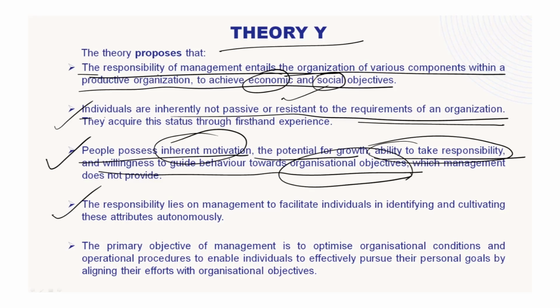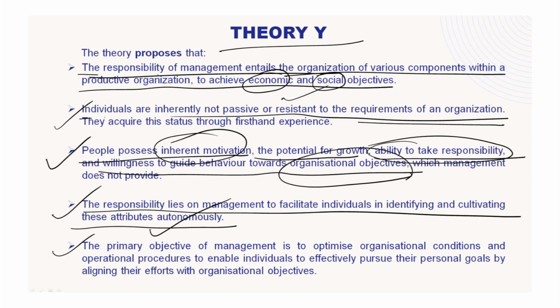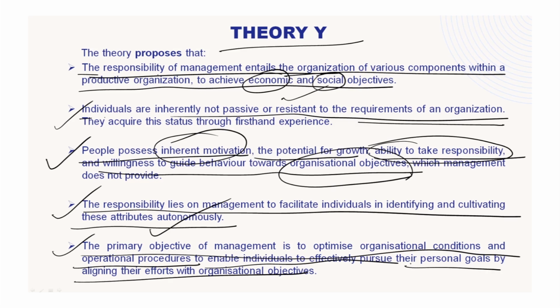Okay. Next is, the responsibility lies in the management to facilitate individuals in identifying and cultivating attributes autonomously. Okay. So, on the part of the management, what are the different kinds of resources within the organization that could help the employee in achieving the organizational objectives. Next is, the primary objective of the management is to optimize organizational conditions and operational procedures to enable individuals to effectively pursue their personal goals by aligning their effort with the organizational objective.